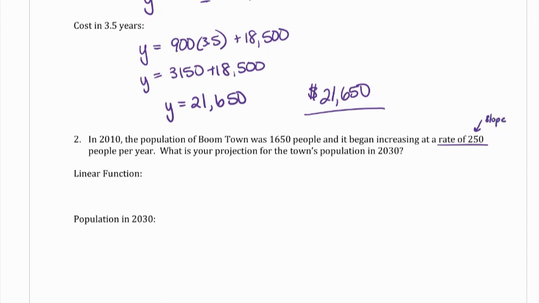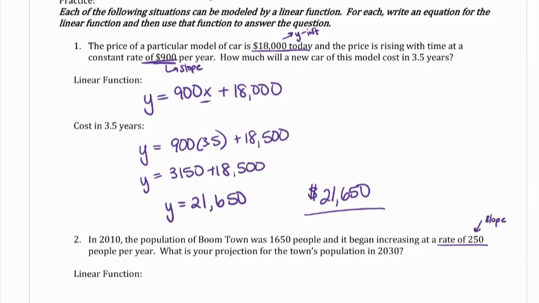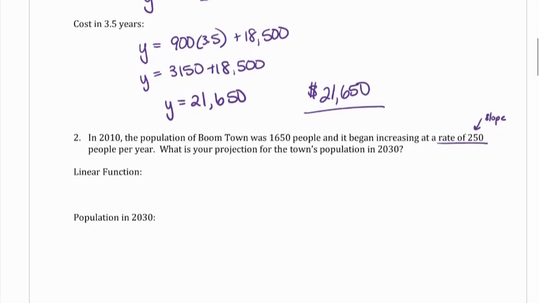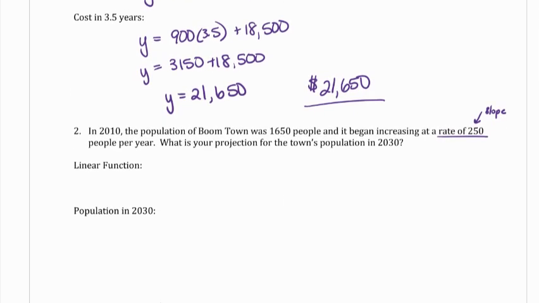This one's slightly different. The last one told us we started with an amount of 18,000, but this one is telling us that in 2010, we've got 1,650 people. So if you put those two together, that's like an X and a Y value. So we've got this point of 2010, 1,650, right? In that year, we had that many people. And then I know my slope.